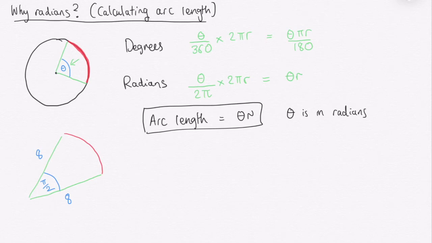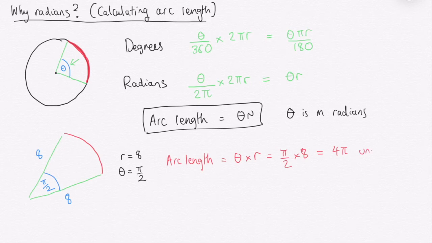So in this example here on the left, we have the radius is 8, and we have in radians an angle of pi over 2. So if we wanted to calculate the arc length, so the red length, we know the arc length is equal to theta times r, which is pi over 2 times 8, which is just 4 pi, and I haven't given any units here, so 4 pi units.